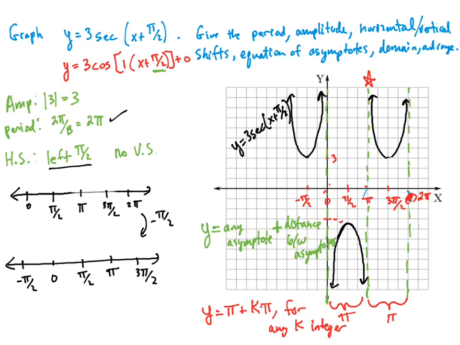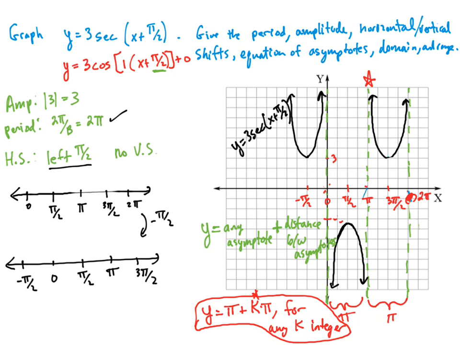And this just means if we pick some integer k, like 5, and I plug it in right here, we would get pi plus 5 pi, so 6 pi. What that means is at 6 pi there would be an asymptote. So this is the general equation we would want to use.